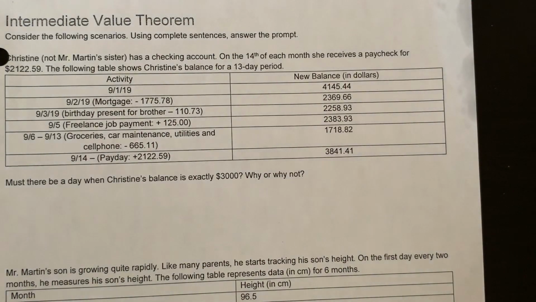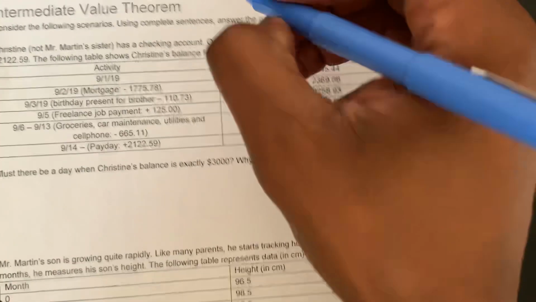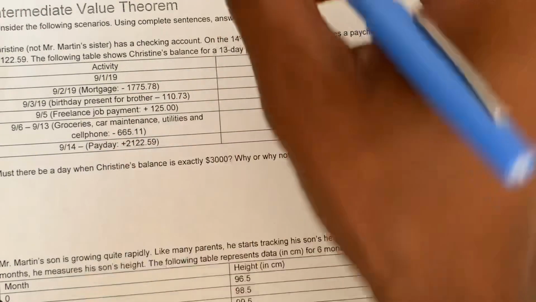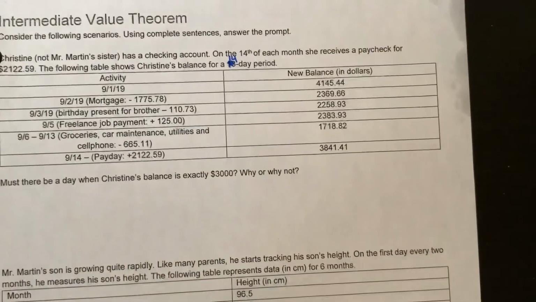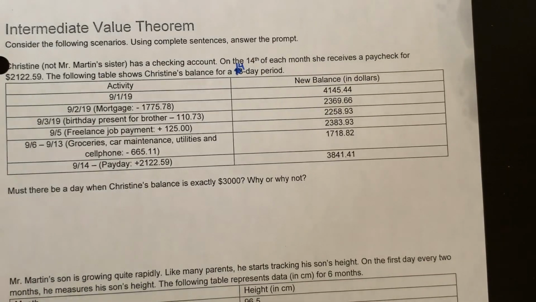In this first example, Mr. Martin knows someone named Christine, and she has a checking account. On the 14th of each month, she receives a paycheck, and the table shows her balance for a 13-day period. All right, so the first thing is, it's probably a 14-day period since it's day 1 through day 14. So I'm just gonna make that 14 instead. I just did some math and did 14 minus 1 is 13, but it's still 14 days.